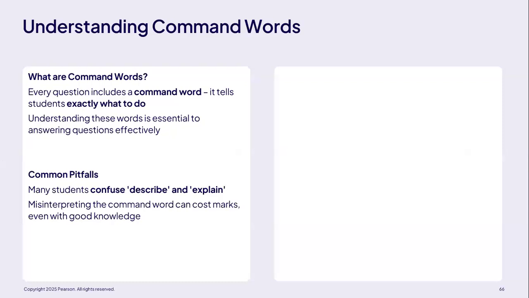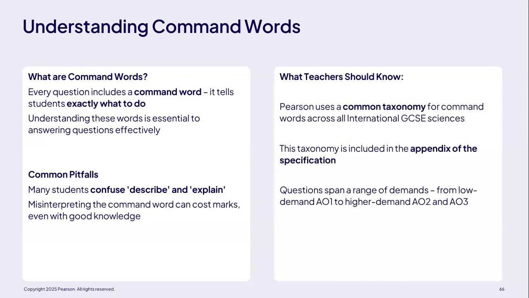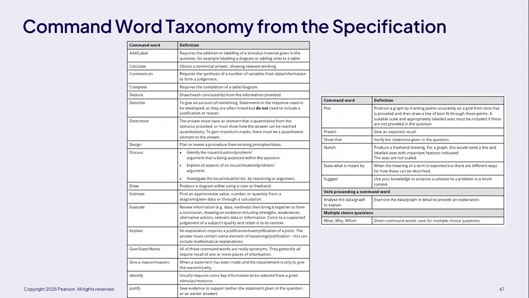So, command words. Many students only describe when the question asks for explain. And if it asks for explain, they will not get full marks for a simple description. It's a common taxonomy across all international GCSE sciences, and it's in the appendix of the specification. Students should be familiar with this. That gives a list of the command words.